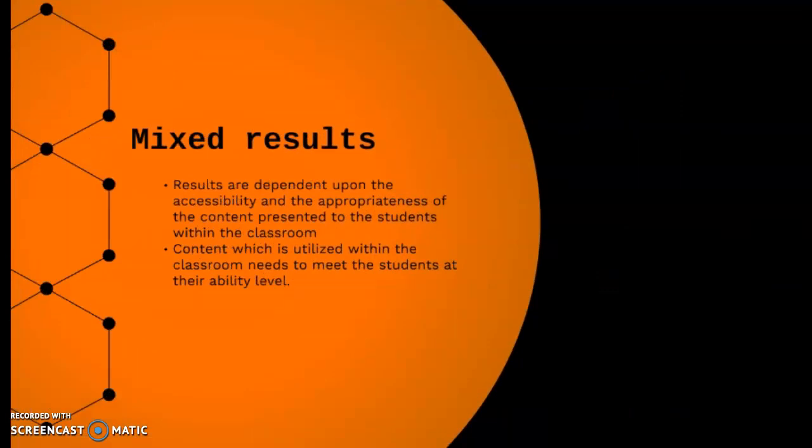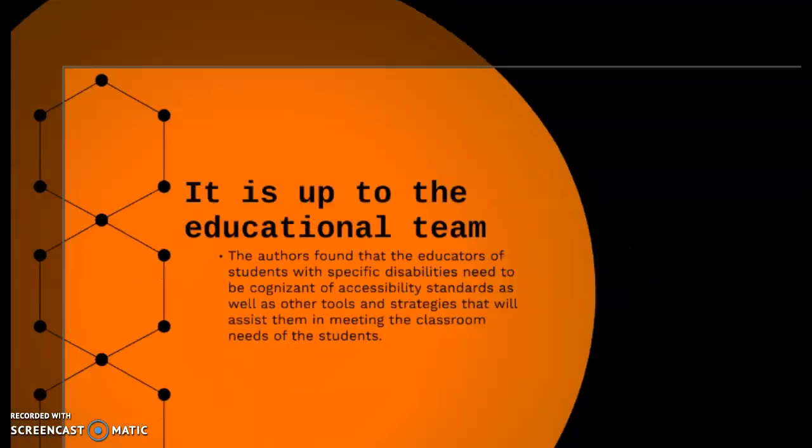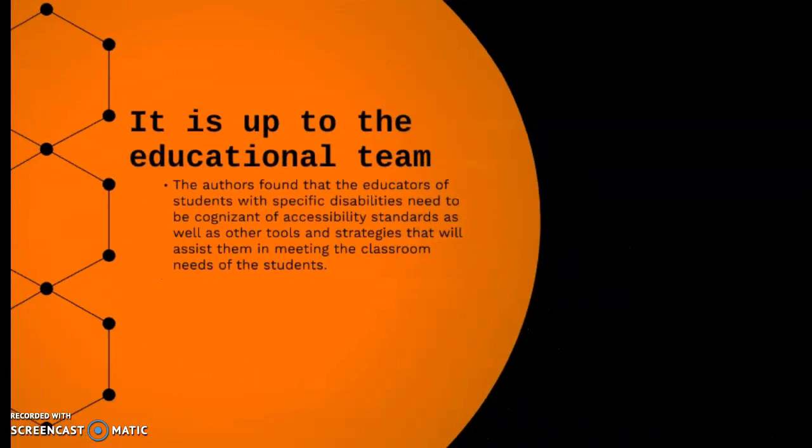It was dependent on the accessibility and appropriateness of the content that they were given to begin with. And they boiled it down to the fact that the content needed to be differentiated for the students, and this UDL tool was one way that that could be done. They really determined that it's up to the educational team to be cognizant of the accessibility standards and look at the UDL guidelines and use that to better meet the needs of the students in the classroom.